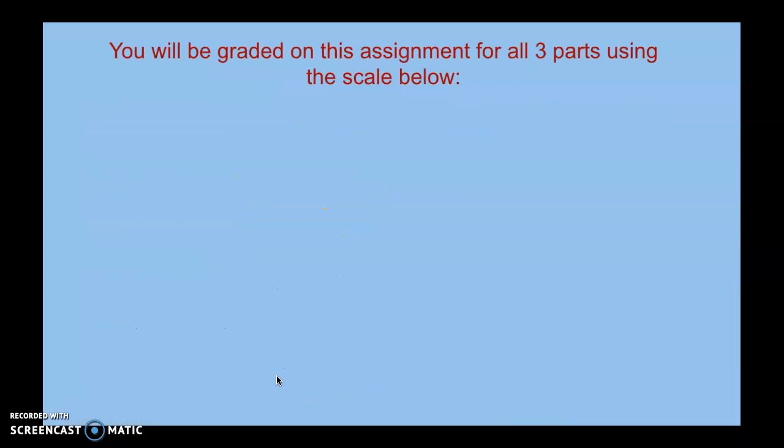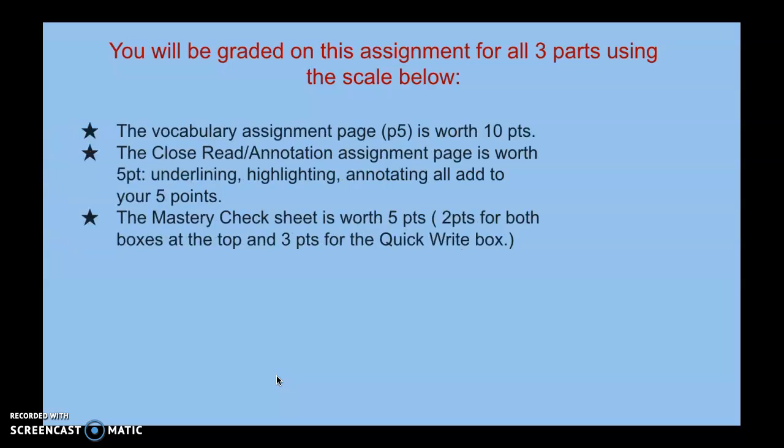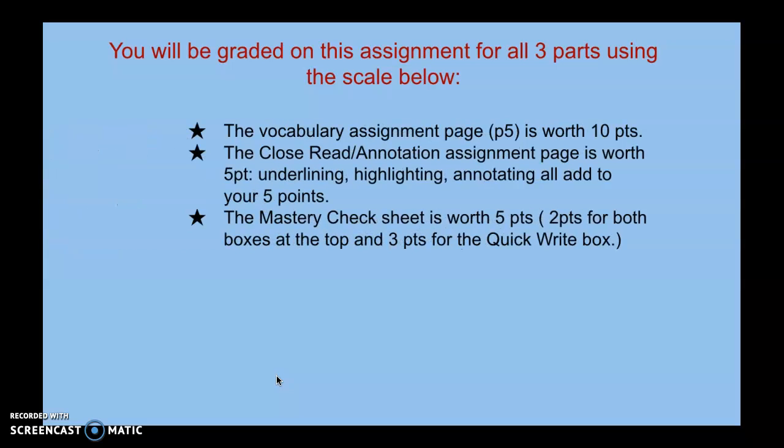So now let me break down this assignment and how you're actually going to be graded for all 3 of the parts. So the first one is that page 5 vocabulary page. You will also have a Google Doc for this assignment page where you're going to take your work from your book on page 5 and put it into the Google Doc. This is worth 10 points. Each one of those boxes is worth a point, and one of those boxes is already filled in for you.